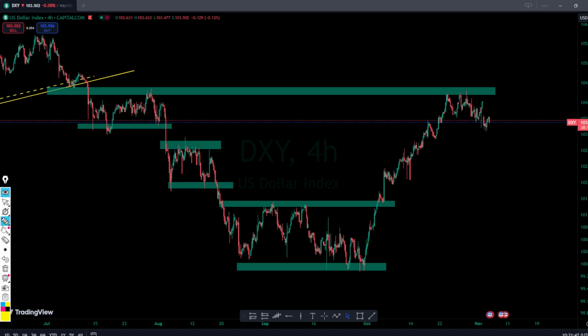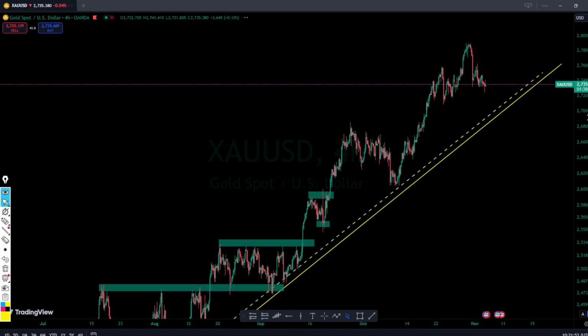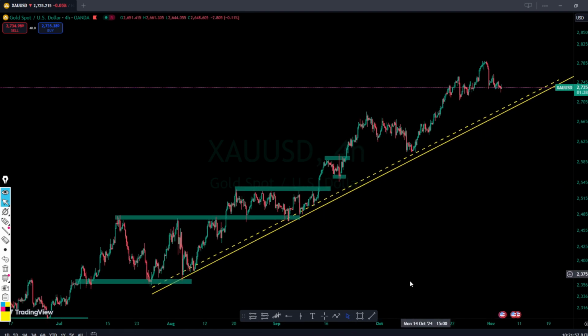So yeah, we have to be extra careful when we trade during these times. So gold, let's go on gold. On gold, we are still on that nice uptrend structure. The market is still showing us that we are continuing to go higher.